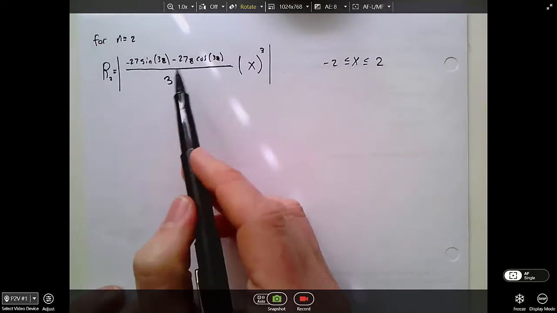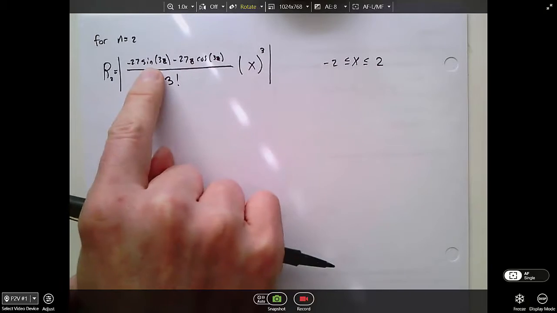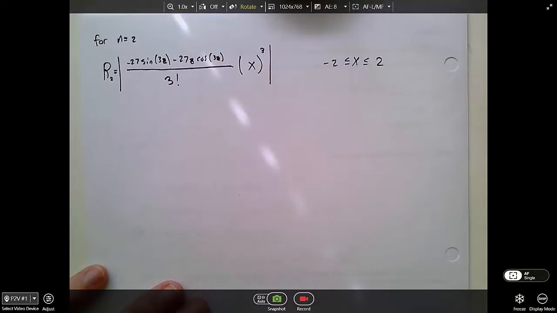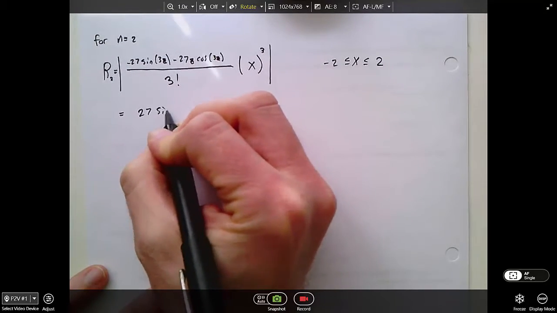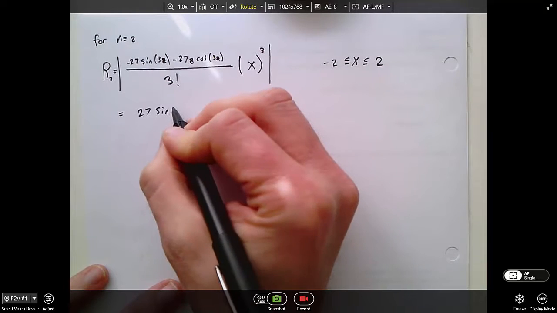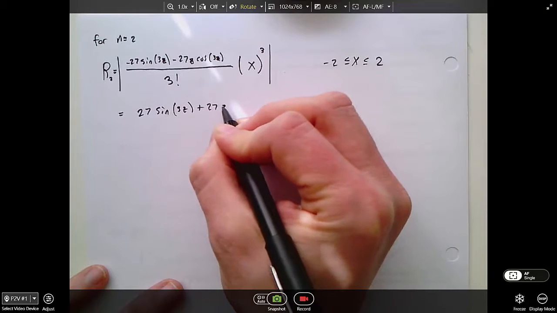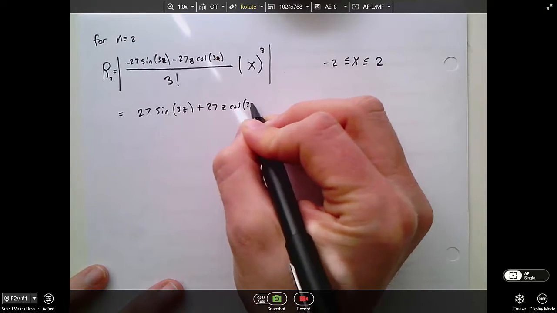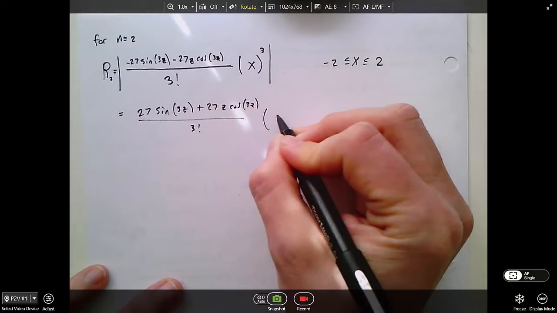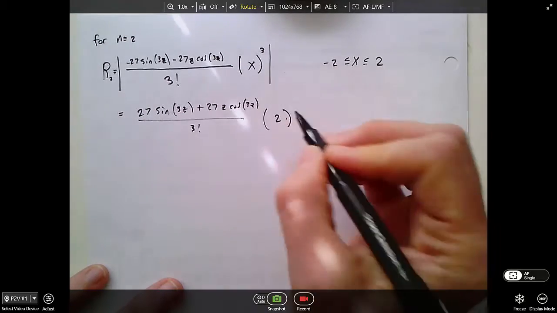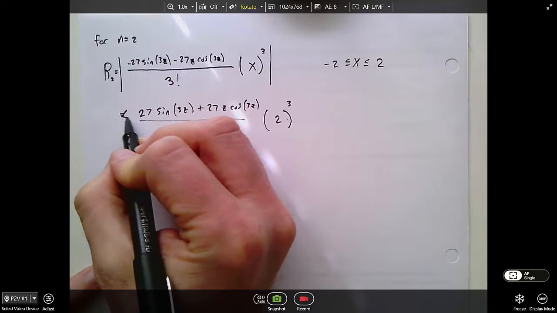Okay. So I want to make this magnitude as large as possible. I could consider x to be negative 2 and try and make this whole term as negative as possible so that the magnitude is as large as possible. Or instead, I'm going to make all these positive and then just consider positive values of x to try and make the entire thing as large as possible. So 27z cosine 3z over 3 factorial, and then 2 is the x value that's going to make this as large as possible. So I shouldn't write equals 2 here, I should write less than or equal to.